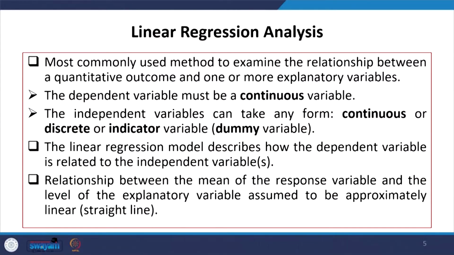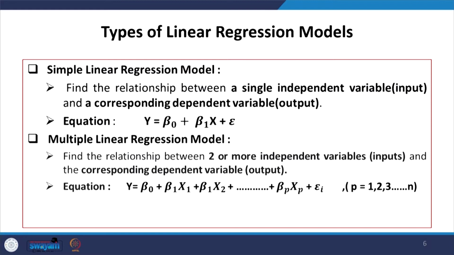The independent variable can take any form, may be continuous, discrete, indicator type like dummy variables, etc. The linear regression model describes how the dependent variable is related to the independent variable. The relationship between the mean of the response variable and the level of the explanatory variable is assumed to be approximately linear. So, that is why it is called linear regression analysis.